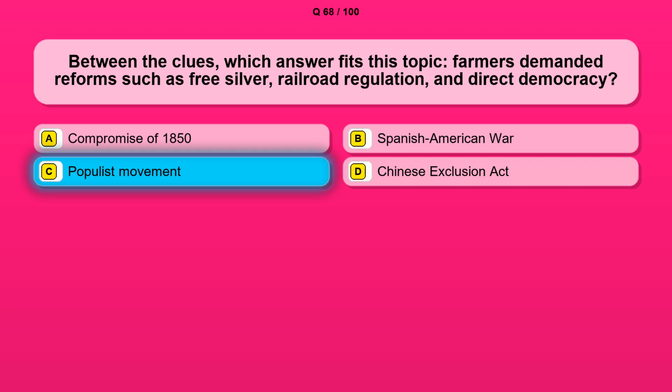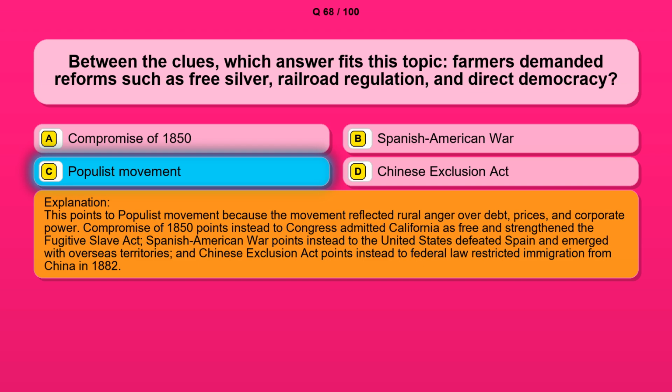The correct answer is option C, Populist movement. This points to Populist movement because the movement reflected rural anger over debt, prices, and corporate power. Compromise of 1850 points instead to Congress admitted California as free and strengthened the Fugitive Slave Act. Spanish-American War points instead to the United States defeated Spain and emerged with overseas territories, and Chinese Exclusion Act points instead to federal law restricted immigration from China in 1882.